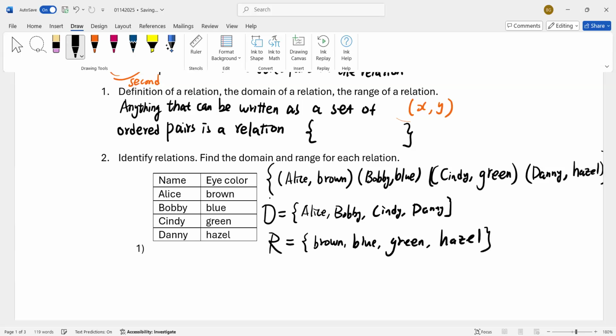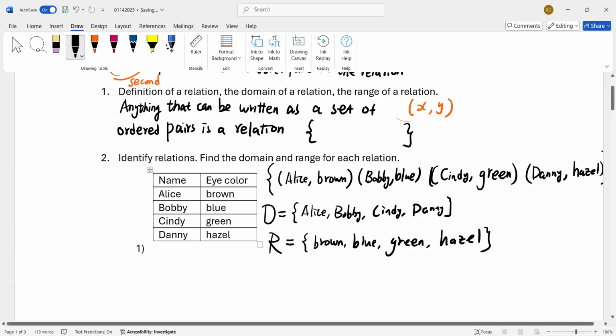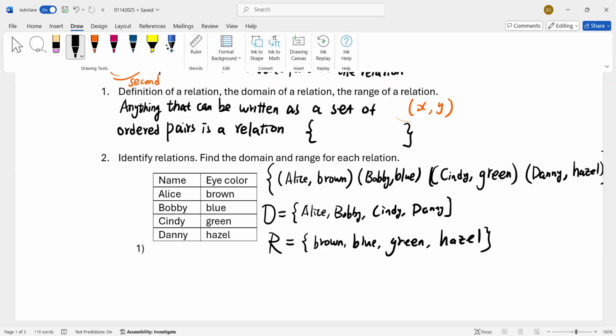So all the eye colors of the people in the domain, right? Okay, so this is how we process the problem in number 2. Just identify if there is a relation, and write the relation. If yes, write the relation as a set of ordered pairs. The domain would be a set containing all the first components. The range would be the set containing all the second components. So far, so good, guys? Yes. Do you feel better about what is a relation?